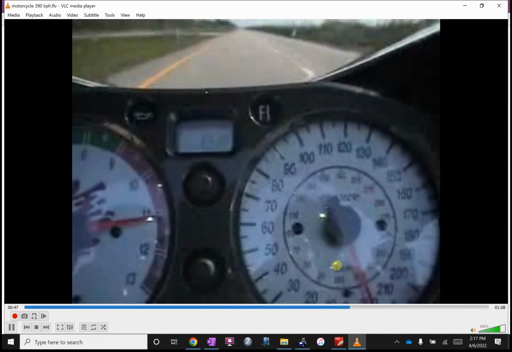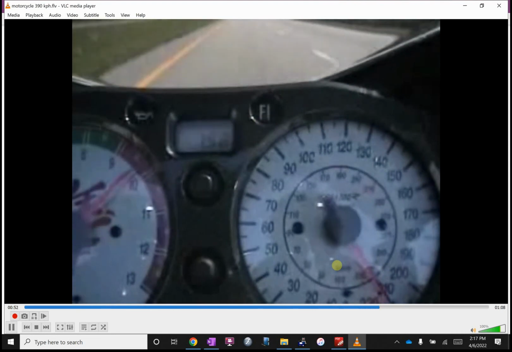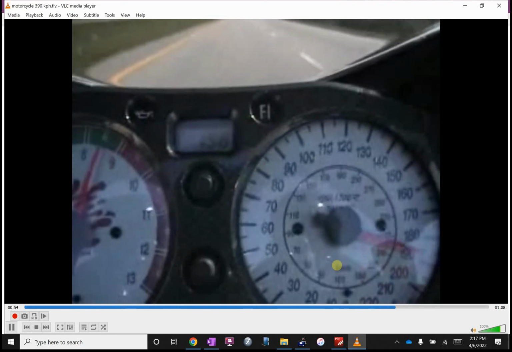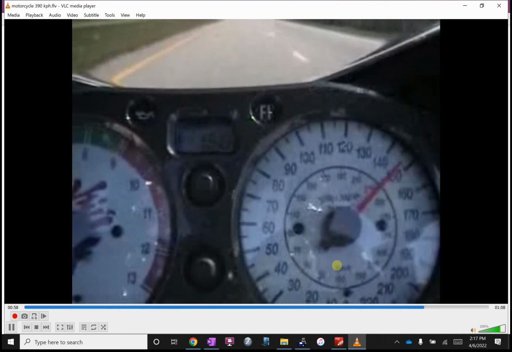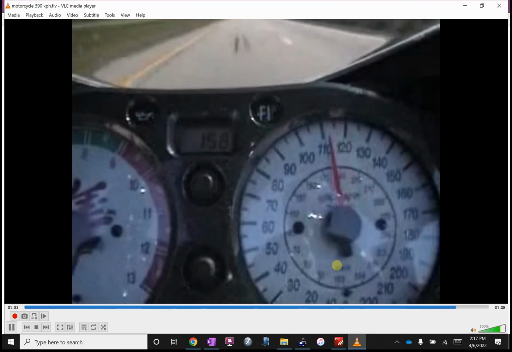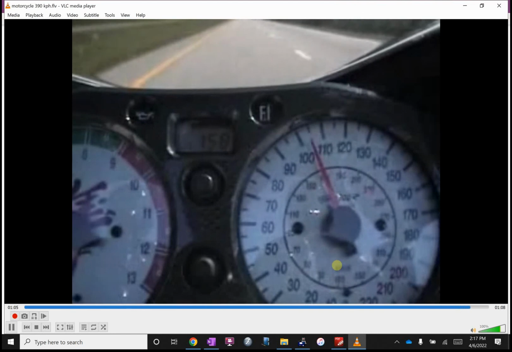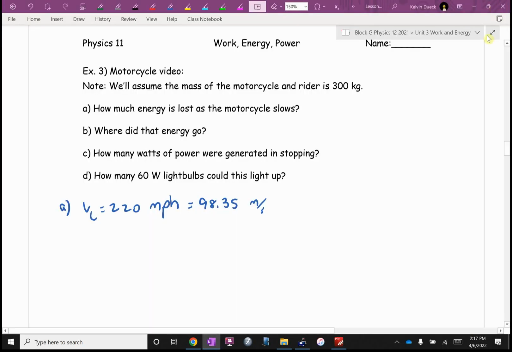Ready? And start. Stop. How much time? 16? 17? Let's use 16. We're doing some rough numbers here, and 16 is a nice number.